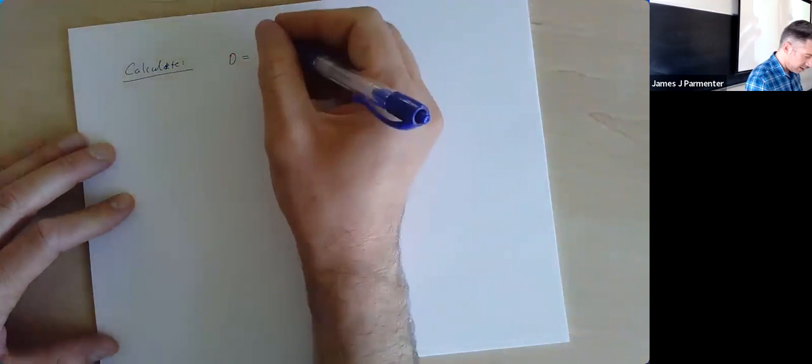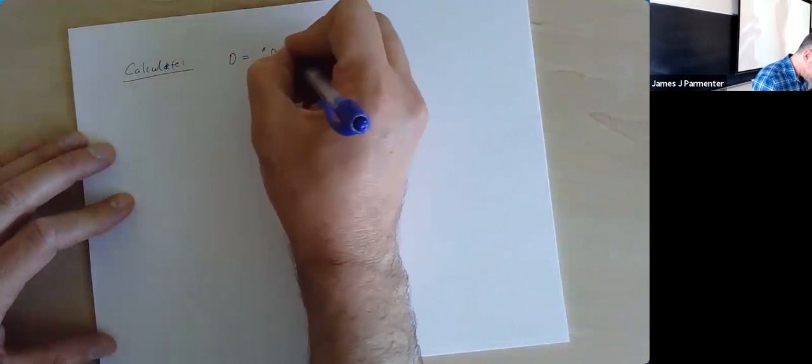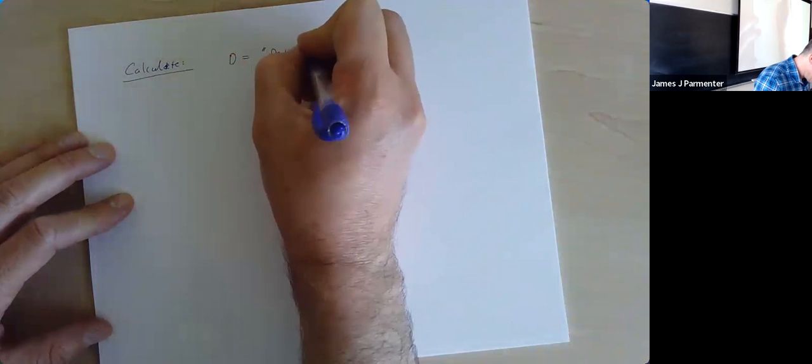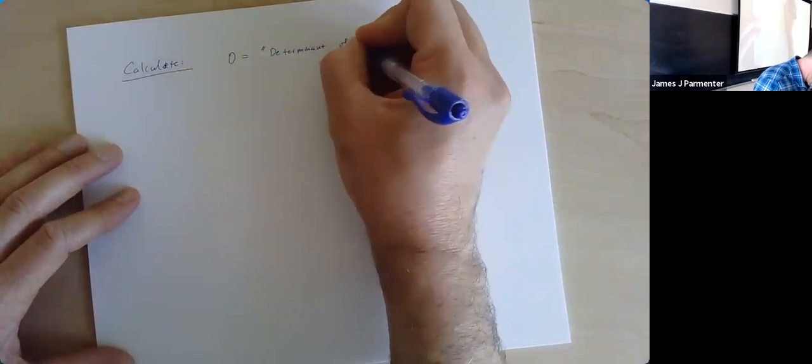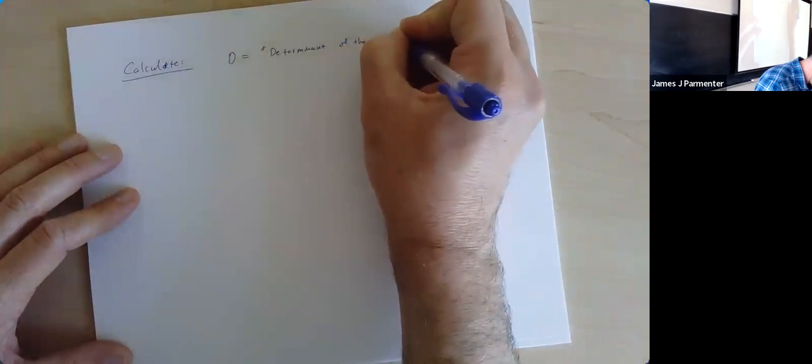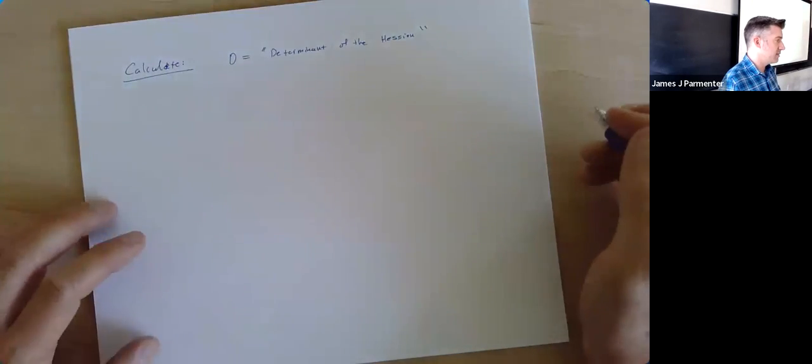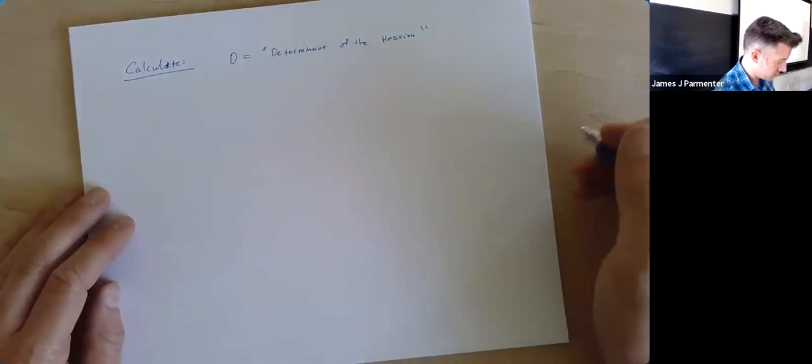It is literally the determinant, which is something we haven't learned. You don't typically learn a determinant until you get to 22A, but you might have seen it before though. Determinant of the Hessian matrix, which is just the matrix of second partial derivatives.